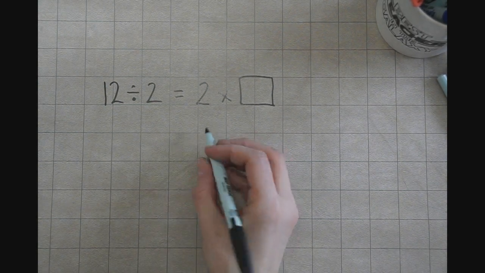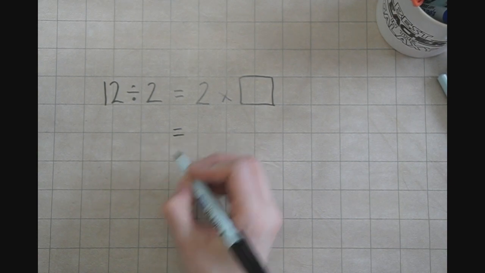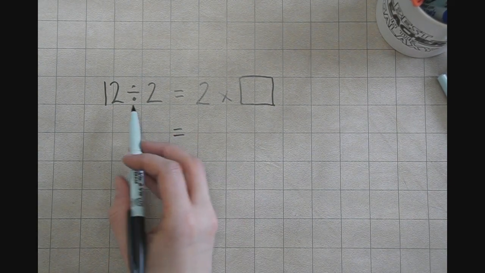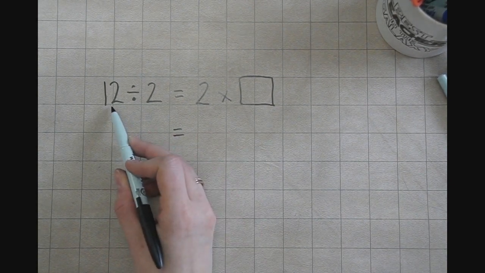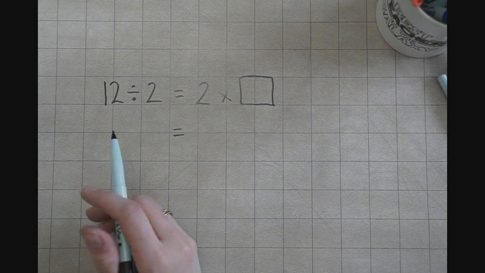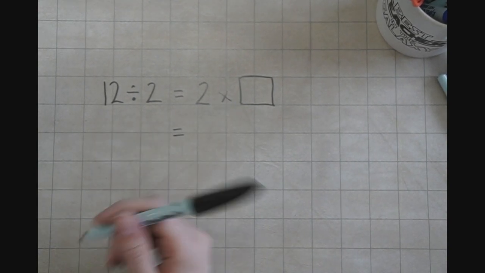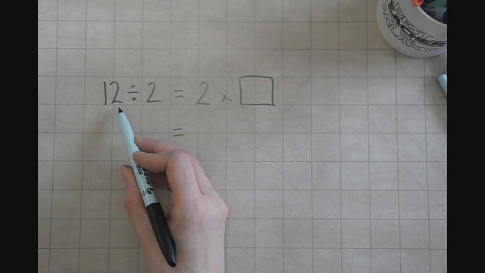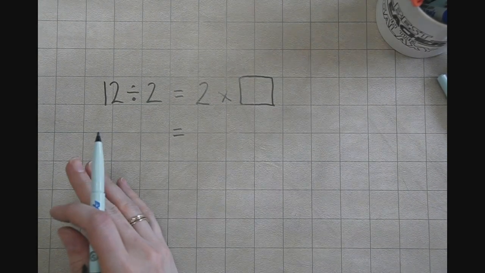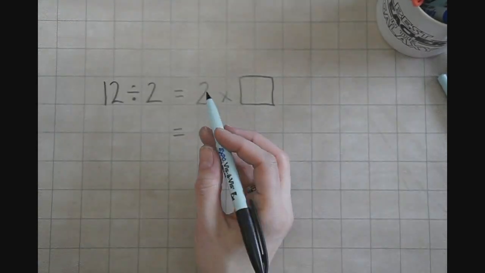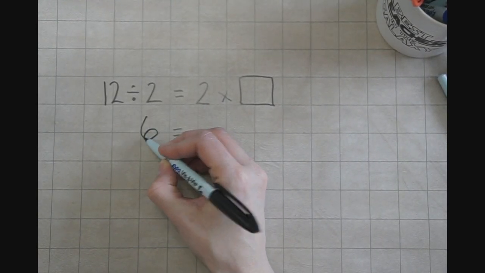Okay, you ready? First, I'm going to drop down the equal sign. And I'm going to do this side first because I can do 12 divided by 2. It's a lot harder to do 2 times box right now because I don't have any clues. Okay, 12 divided by 2, if I split 12 into 2 equal groups, I would get 6 in each group.